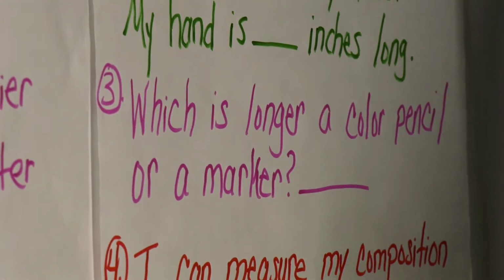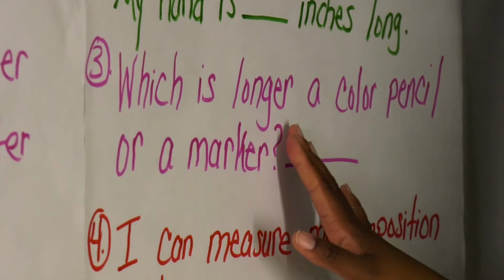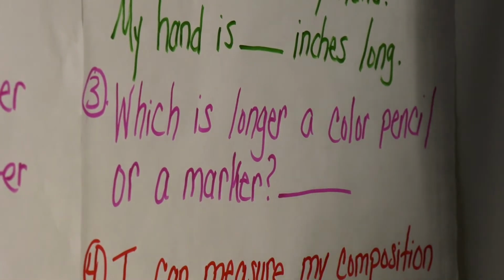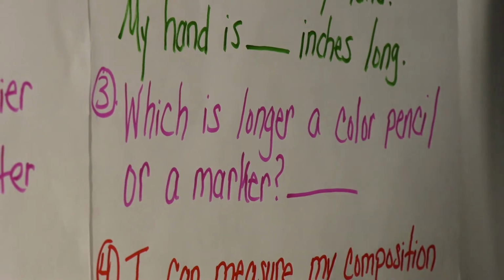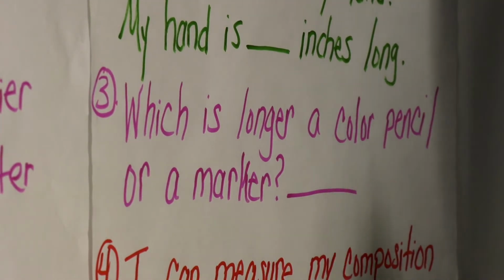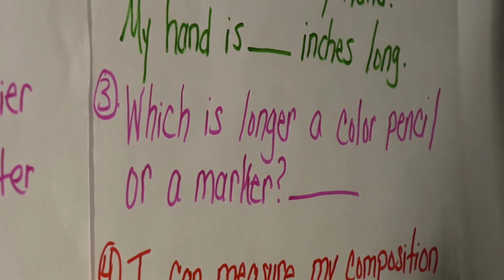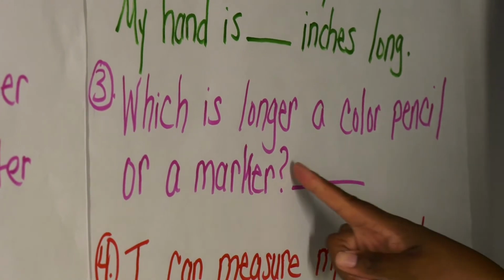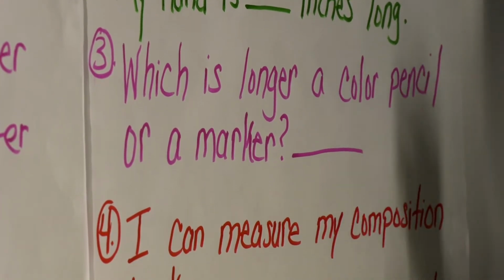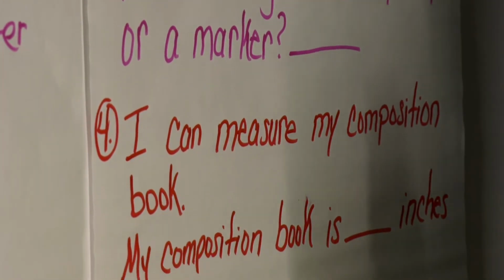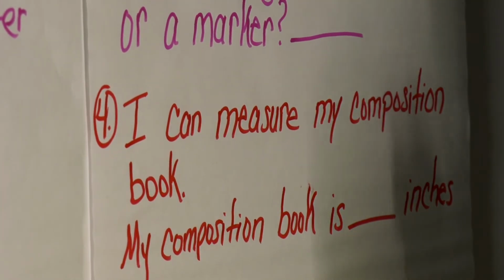All right, so let's look at number three. Number three question says, which is longer, a color pencil or a marker? So you have to go and get a color pencil and a marker, your favorite colors, and decide by using the ruler which one of those is longer, and fill in the missing word in the space provided right there. And I'm looking to see who's going to do a good job with their measuring.